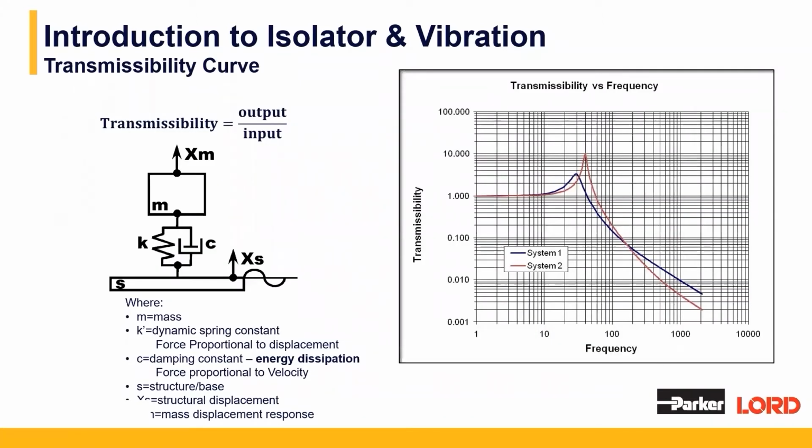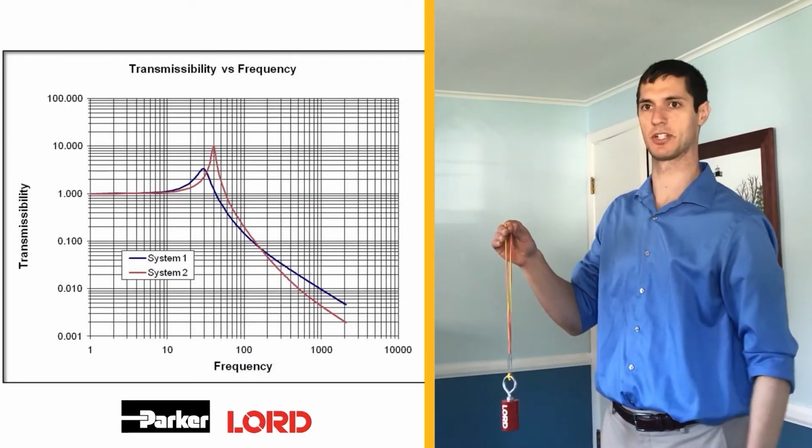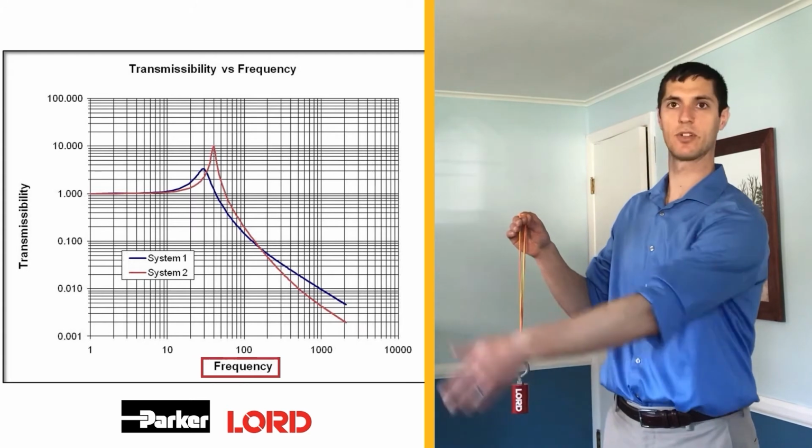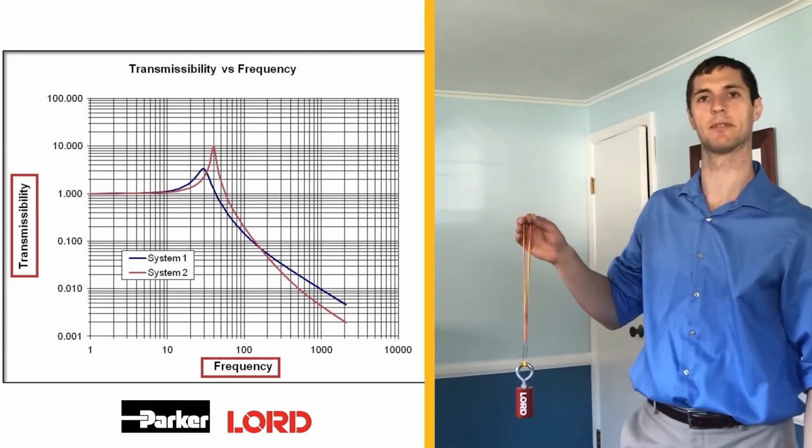So here is looking at a dynamic system with looking at the transmissibility curve. We have two examples here, System 1 and System 2. On the left-hand side, we have a transmissibility curve. On the x-axis, we have frequency. On the y-axis, we have transmissibility, which again is output divided by input.